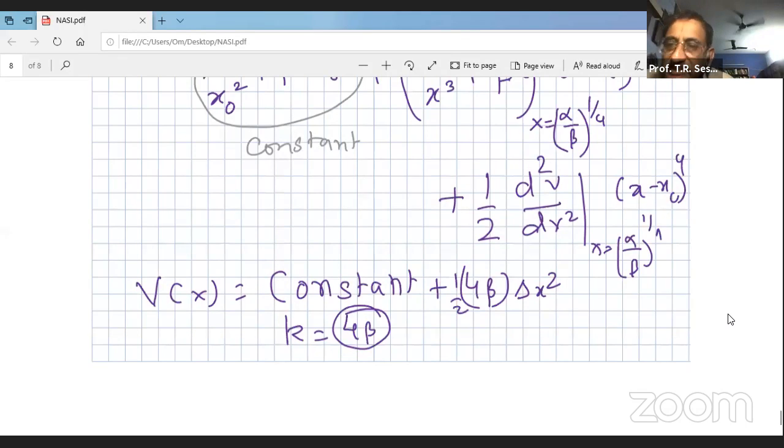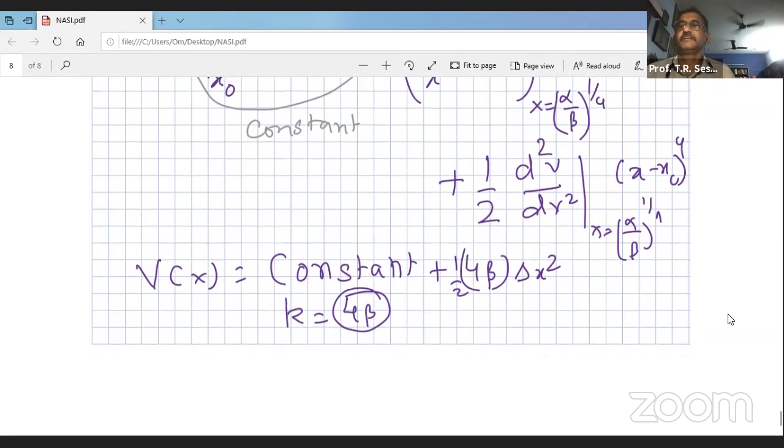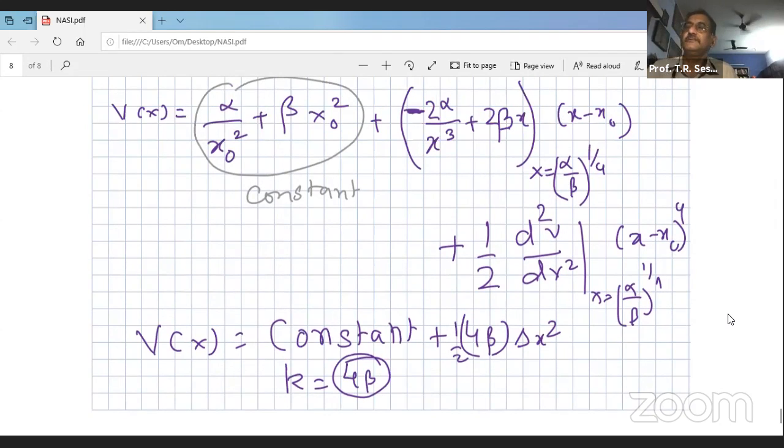And the frequency of small oscillation will be omega equal to square root of k by m. So it will be square root of 8 beta by the mass of the particle, the frequency of small oscillation around this minimum. Yeah, so that is what it is. I don't have any other slide further. I can discuss any doubts which are there, or Punita can tell me some list of topics which people wanted to discuss.